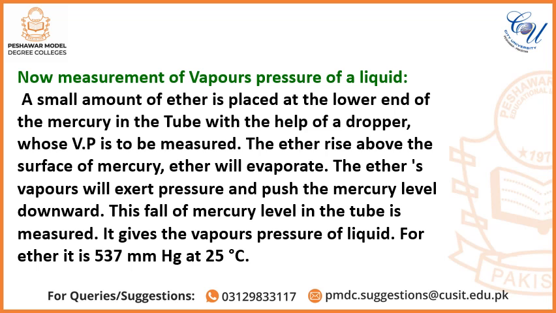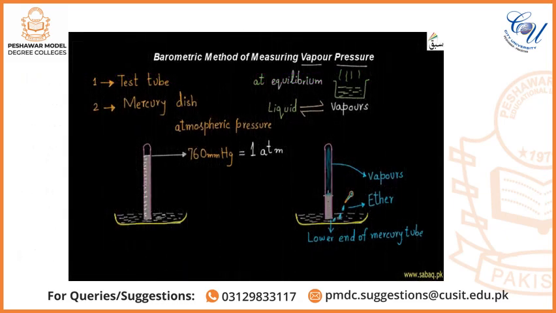This fall of mercury level in the tube is measured. It gives the vapor pressure of the liquid. For ether, it is 537 millimeter of Hg at 25 degrees centigrade. Dear students, look at the diagram of the barometric method.